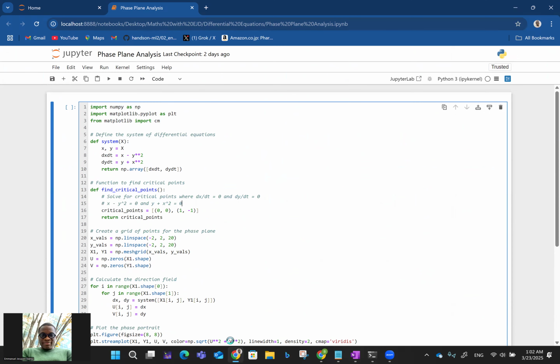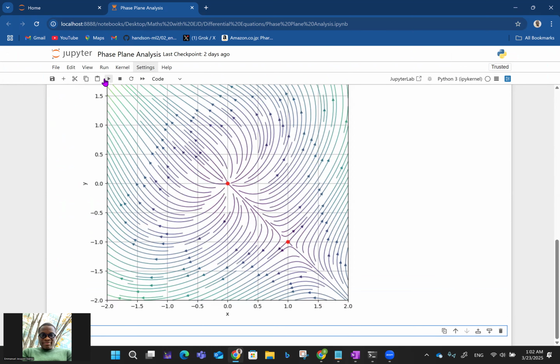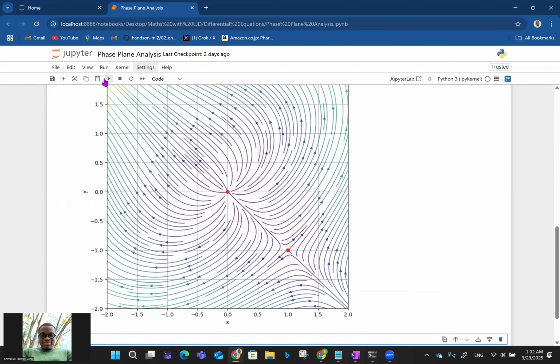So if you look at lines 8 and 9, we define the x dt to be x minus y squared, the y dt to be y plus x squared. So if you run this code now, you can see the trajectories. You see where you have 1, minus 1, it's a saddle. So you can see from one direction, you have the trajectories moving away from that point, because it is a saddle. But look at this other one.